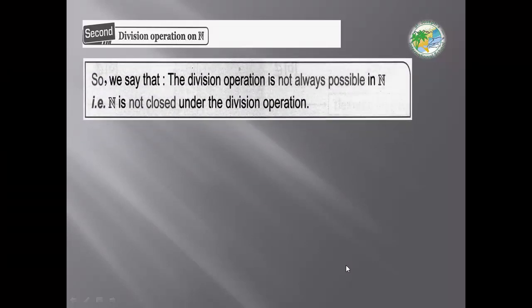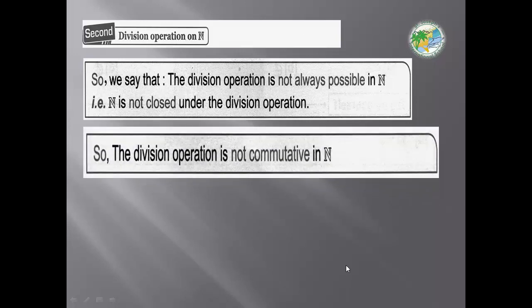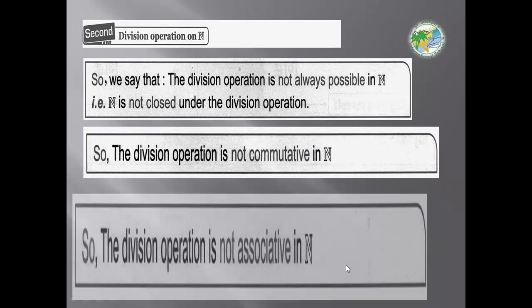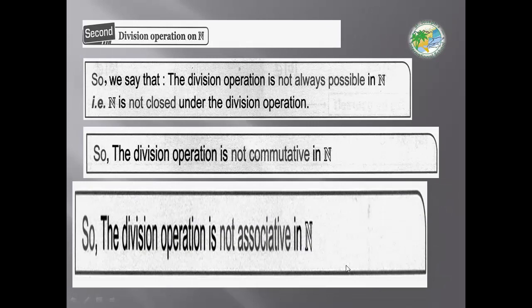Now the second, the division operation. So we say that the division operation is not always possible in N. N is not closed under the division operation. So the division operation is not commutative in N. The division operation is not associative in N.